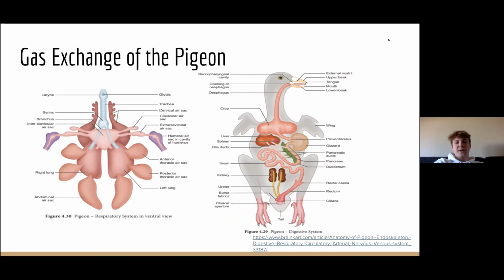Gas exchange can be defined as the diffusion of gas from a higher concentration to a lower concentration. The majority of gas exchange in pigeons occurs in the air capillaries.